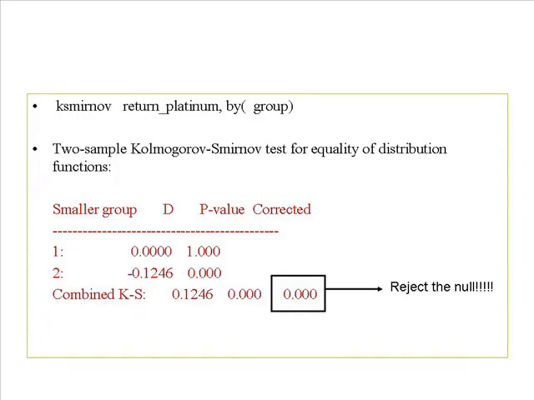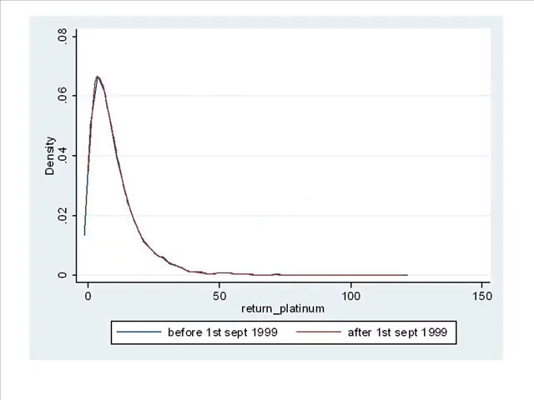Here I performed the same test for the return of platinum. Again I performed the Kolmogorov-Smirnov test for equality of distribution functions, and again the p-value says that the hypothesis of equality must be rejected. And then again I understand that the two distributions of the two groups of observations are different.